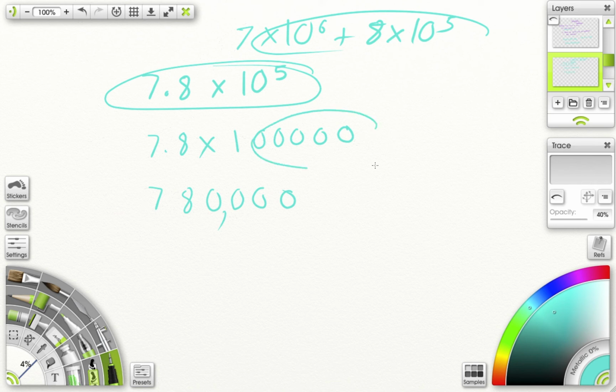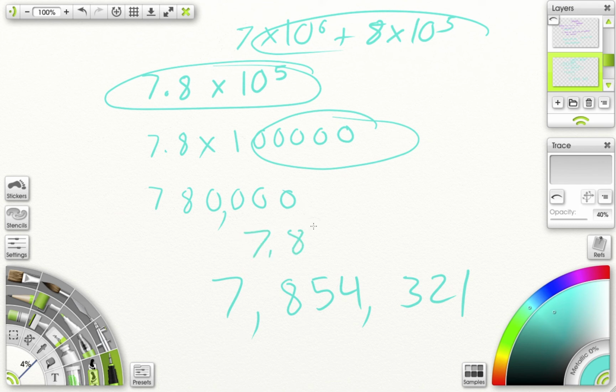Provided, of course, you can't break down every single number into a decimal. It just has to have a certain amount of zeros at the end, because if I have a number like this, there's no way for me to break it down into a decimal and do it by 10 to the power. You can, but it ends up just being 7.854321 times 10 to the power of 6. It doesn't save you any time. So doing things like that is kind of pointless. So this is just really a nice method.